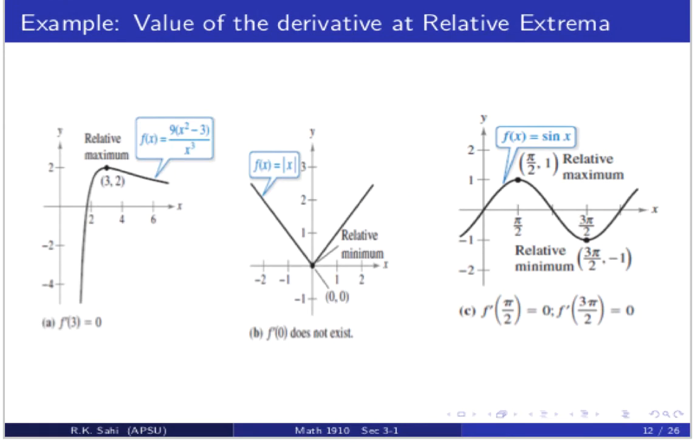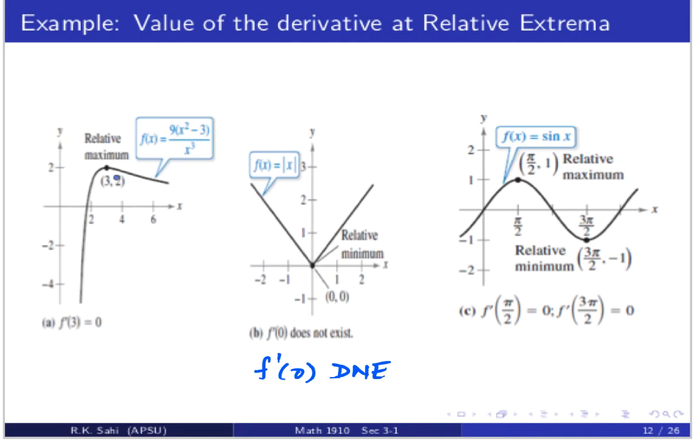We have three little graphs. The middle graph is what we just talked about. For this function, the value of the derivative does not exist. That means f prime of 0 does not exist, which we just talked about in the previous slide.